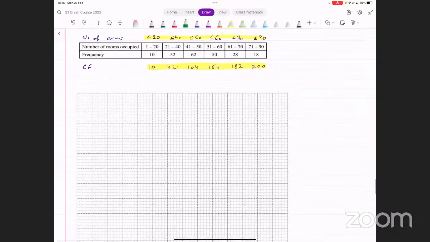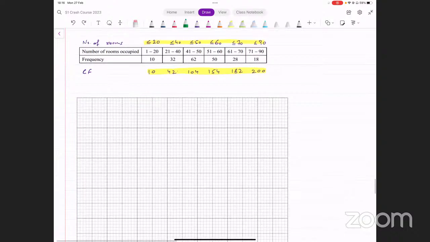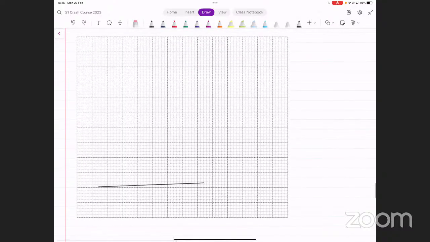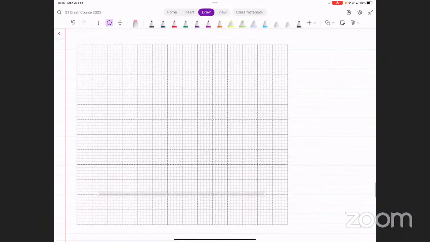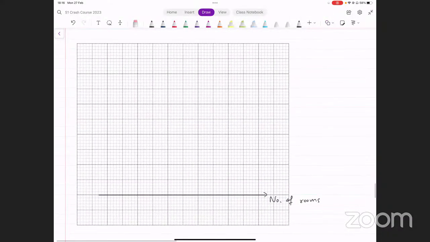All right, let's draw this cumulative frequency curve now. Now, what do we need on the horizontal axis here? Number of rooms. Now, they're going from 0 to 90 on the horizontal axis. Let's draw that here. So again, it's important to label these axes, number of rooms. On the vertical axis, we have cumulative frequency.